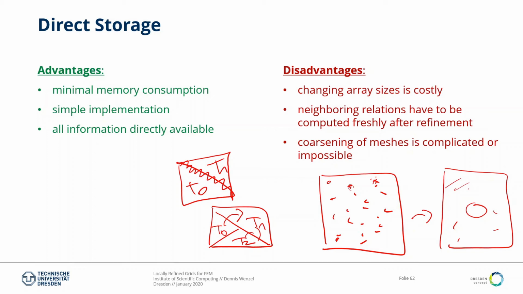But if you have a direct storage and you have simply deleted your old cells and added new points, then coarsening is either very complicated or not doable, because you would have to know which points you can remove so that it still makes sense as a grid. So that's a very complicated task.